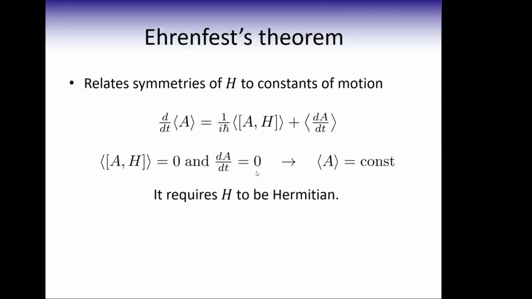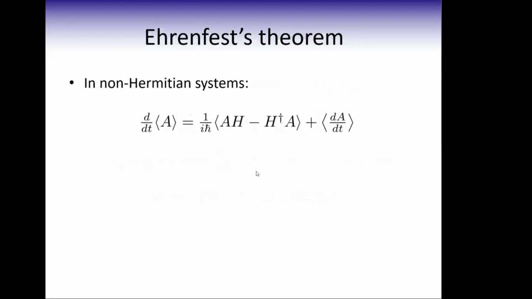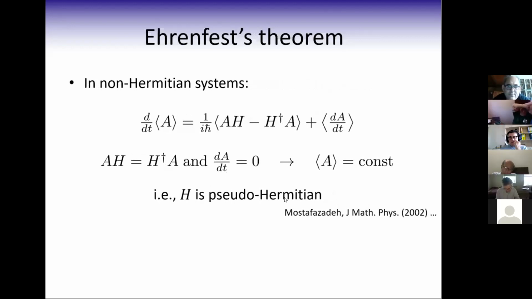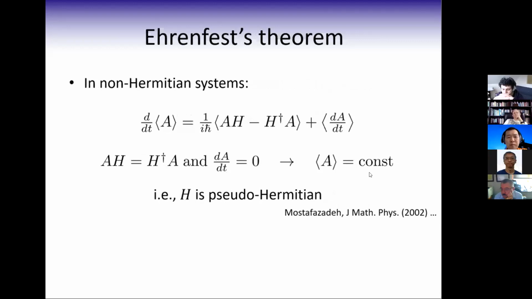Now if we have a non-Hermitian system, by keeping the same definition of the inner product, all we have to do is keep H and its Hermitian conjugate separate. So from this relation, if we again want to get a constant of motion, we just require AH equals H dagger A, and also A to be time independent itself. This is what Ali actually realized in his 2002 paper: if H is pseudo-Hermitian, which is given by this relation, then we can have this conserved pseudo-norm or constant of motion.